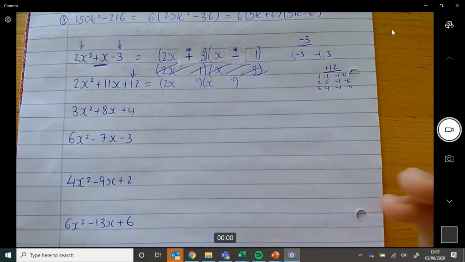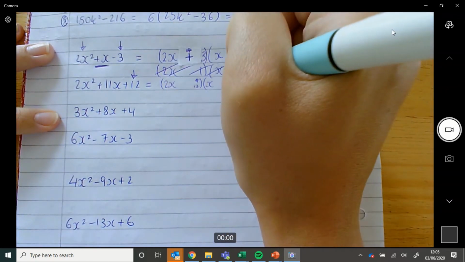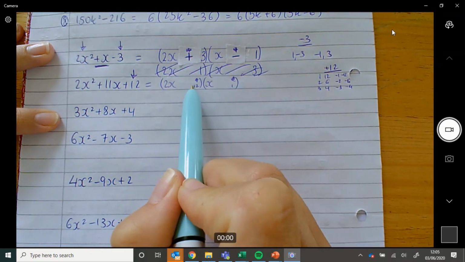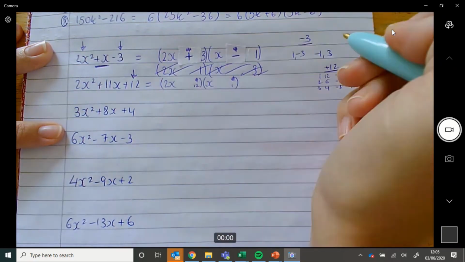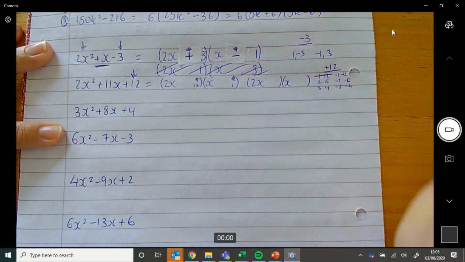Okay, so instead I'm going to try it the other way round. A 12 in that box and a 1 in this box. 2 times 1 is 2, and 12 times x is 12x, so that would give me 14x, so it's not going to be that one either. Okay, so I try out my next set of brackets. So I've ticked off that pair.